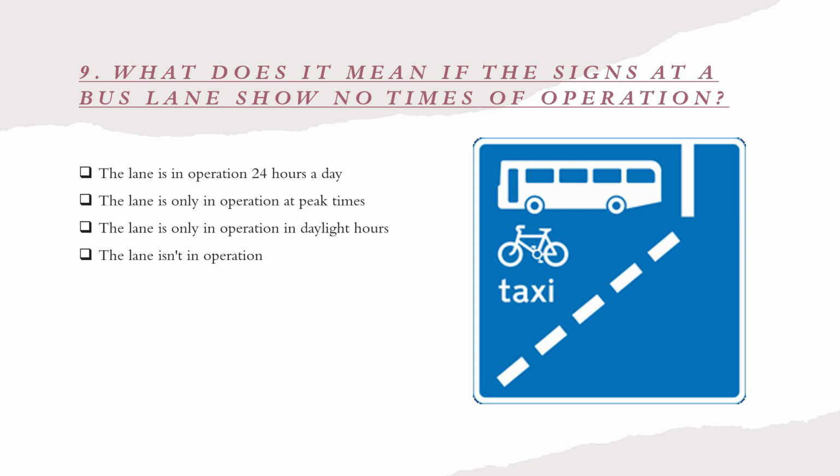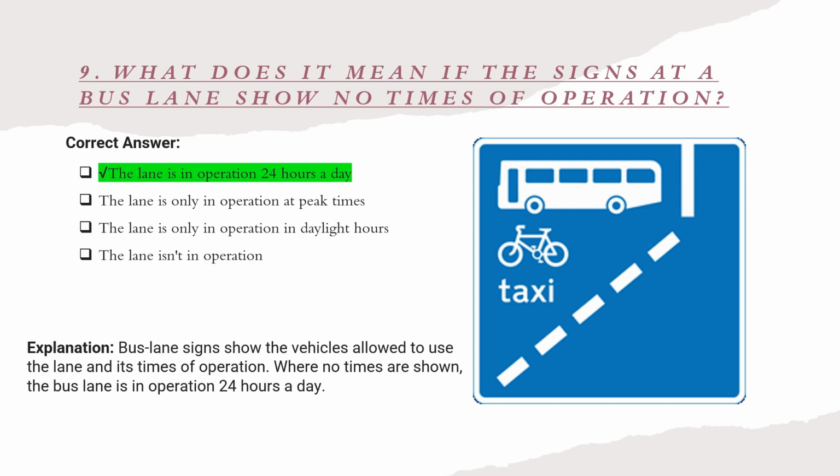Correct answer: the lane is in operation 24 hours a day. Explanation: bus lane signs show the vehicles allowed to use the lane and its times of operation. Where no times are shown, the bus lane is in operation 24 hours a day.